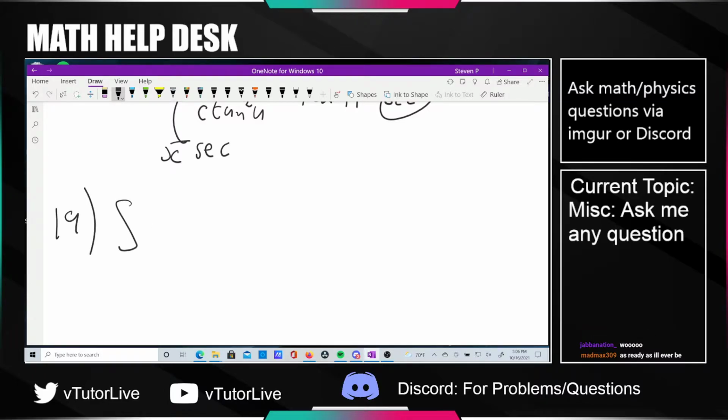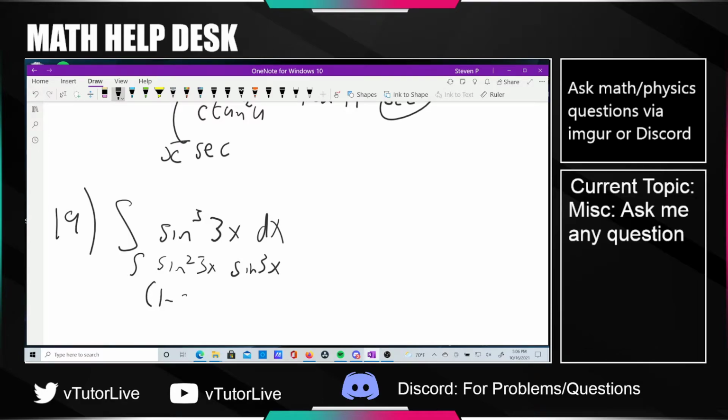So I believe this is question 19 from the list that I was given. So we're looking at sine cubed of... Wait, we already did this one, right? Let's just do it again real quick. It's not bad. The trick here is to split it up into sine squared of 3x times sine of 3x. And then you turn this part into 1 minus cosine squared of 3x times sine of 3x, right?